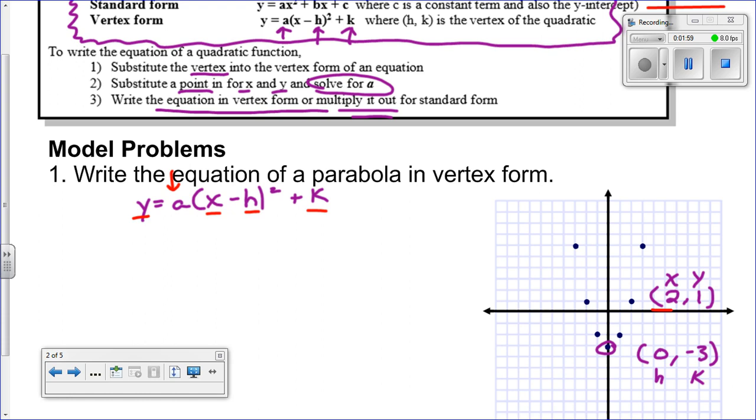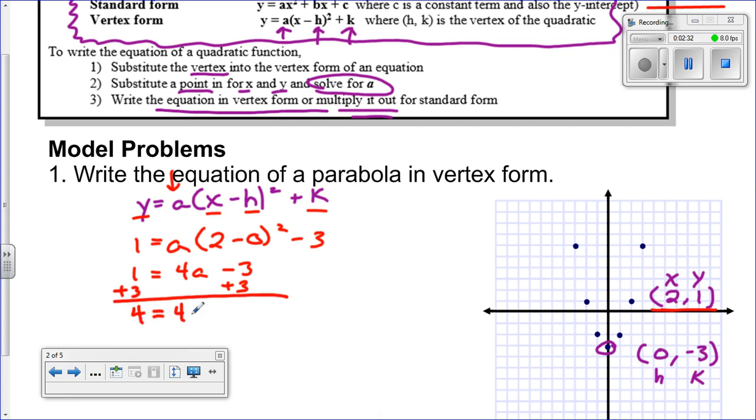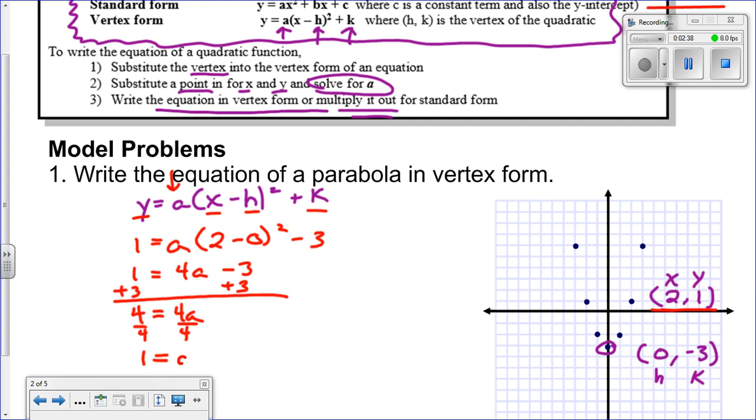So my y value, coming back over here, my y value is 1. A is what I'm looking for. My x value is 2, minus h, which is 0, whole thing squared, plus k, which is -3. Now all I have to do is solve for a. So it's 1 is equal to, let's see, 2 minus 0 is 2, 2 squared is 4. So 4a minus 3. Now I'm going to add 3 to both sides, and I get 4 is equal to 4a, which means that a is 1.